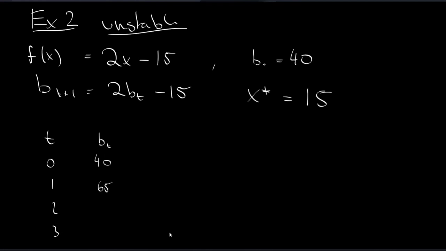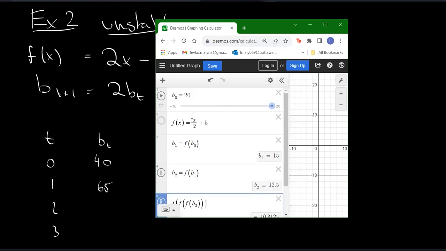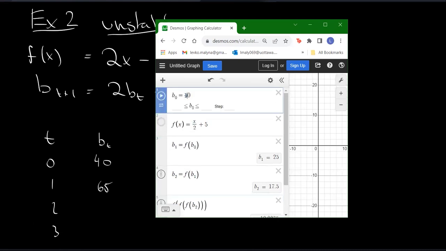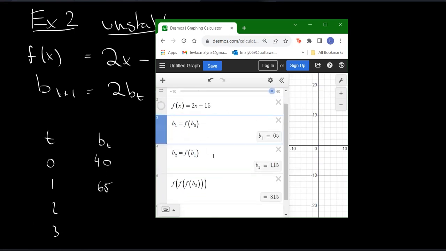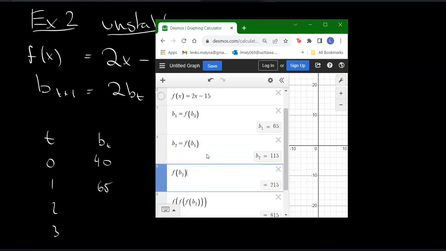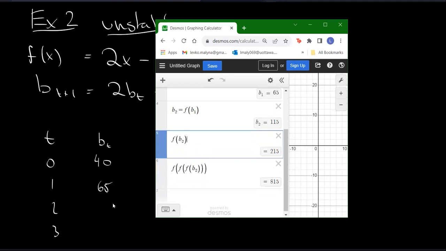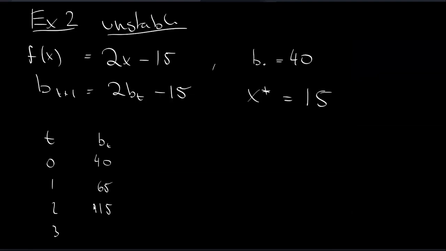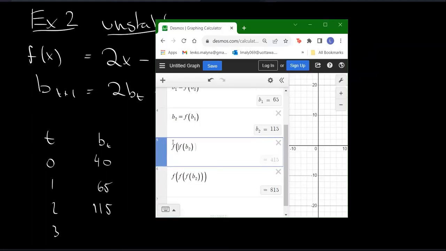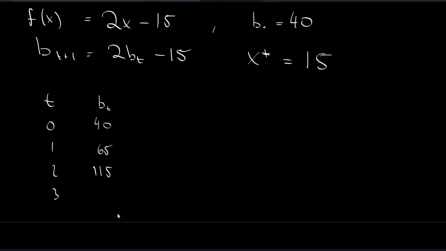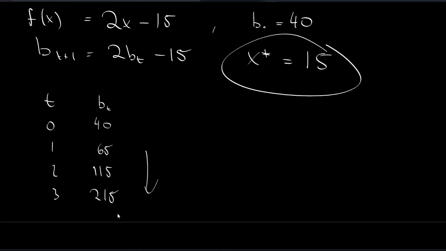And then for the rest, I am lazy, I will do it on a calculator. If our initial value is 40 and our updating system is 2x minus 15, we initially get 65, then 115, then 215, then 415, and then 815. So we can see that we keep going larger and we don't seem to be getting anywhere close to 15, because we are running away from the equilibrium.